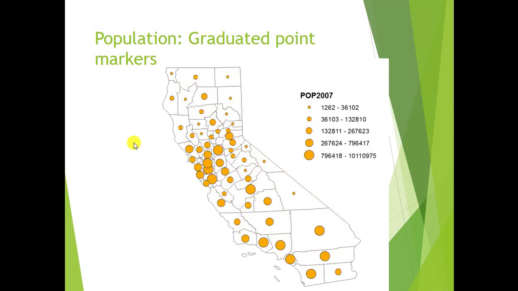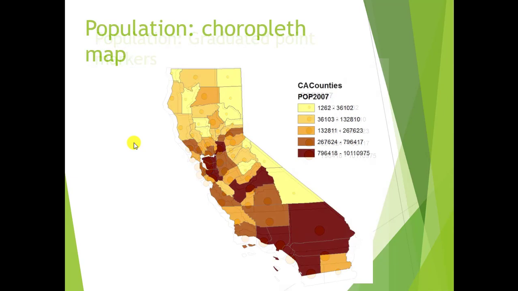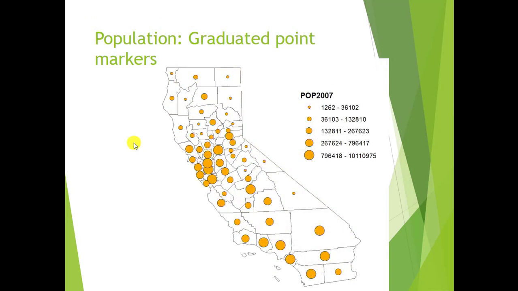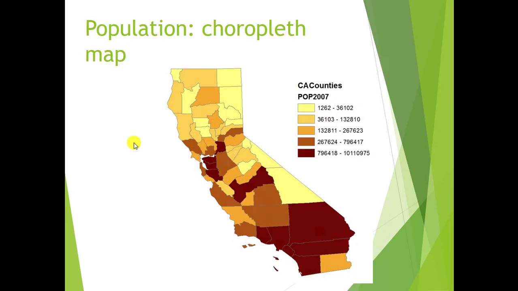Now, graduated point markers. We had that. Again, this is a really cool tool. That's important. So, multiple slides on this. You can use this. Again, maybe not the best way to set the intervals, but you also can see this versus this tells me a different story. Makes this look way more dense than it was before.